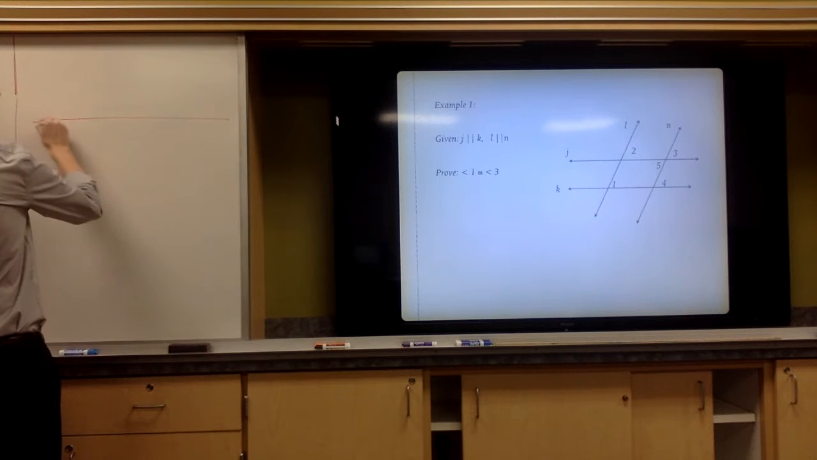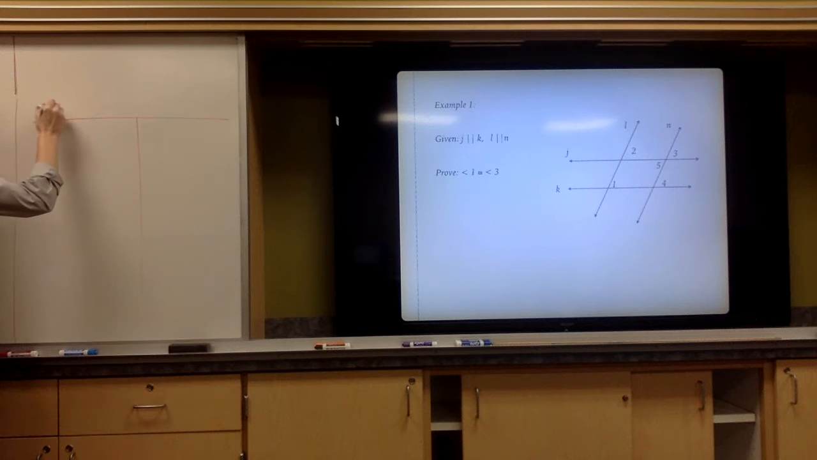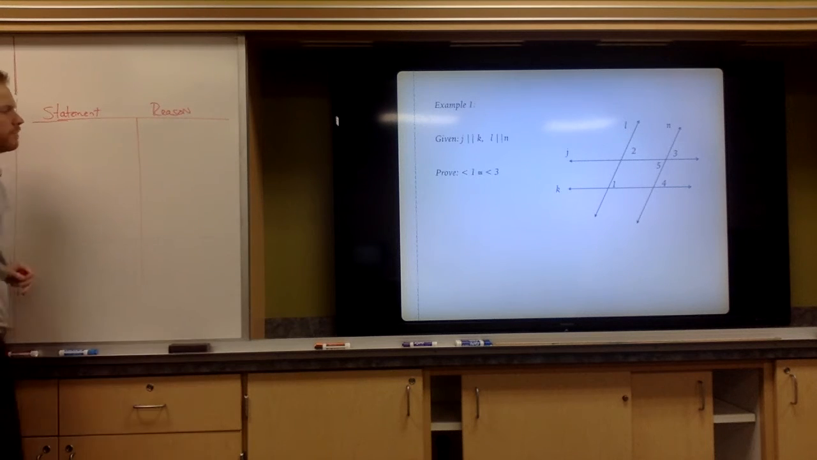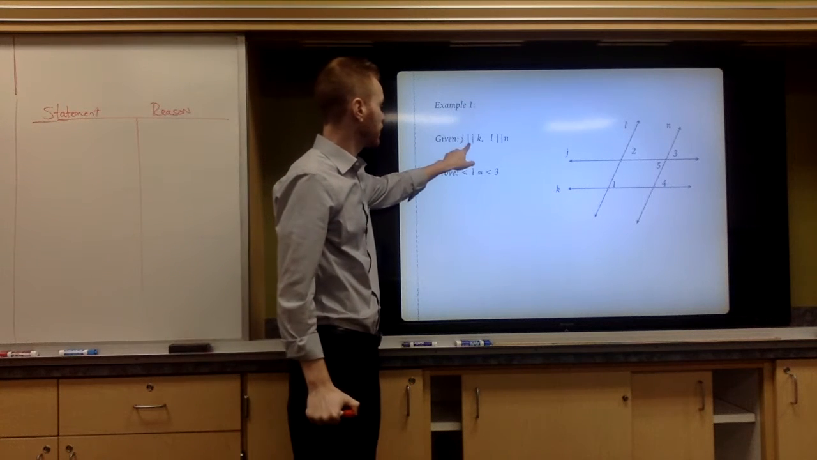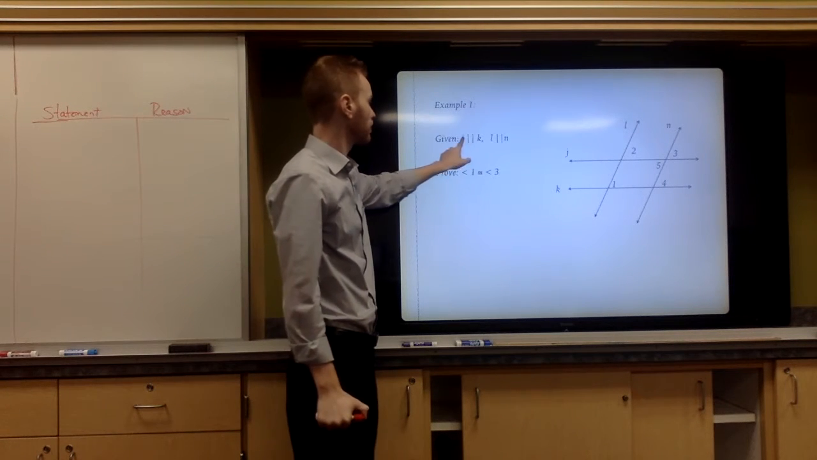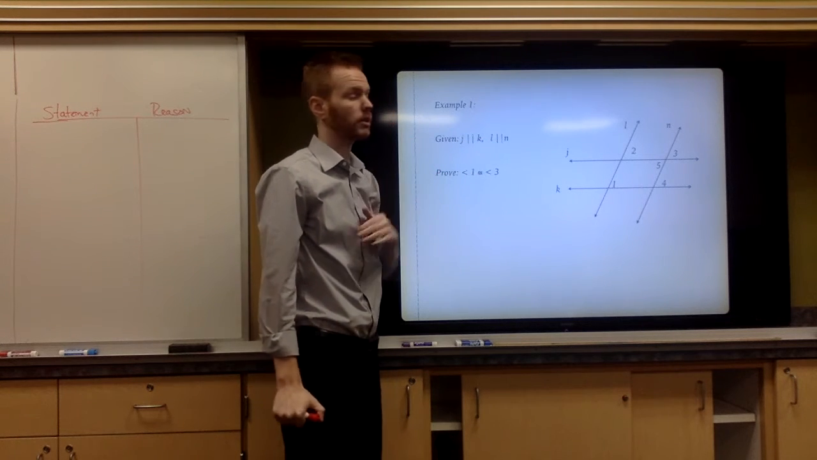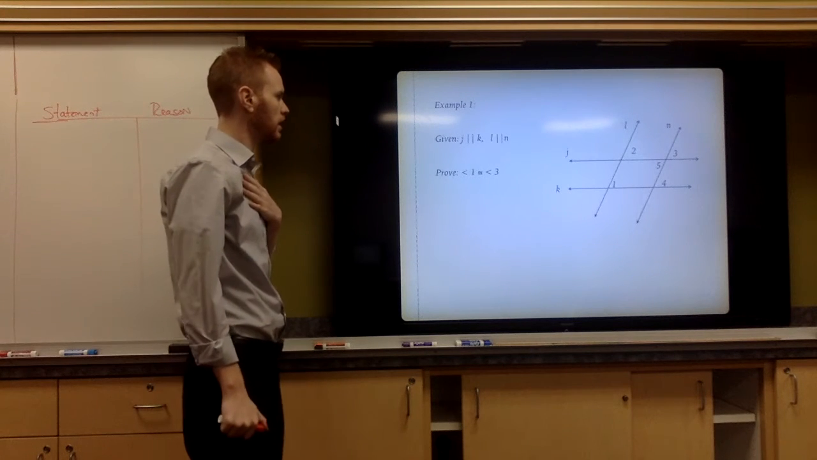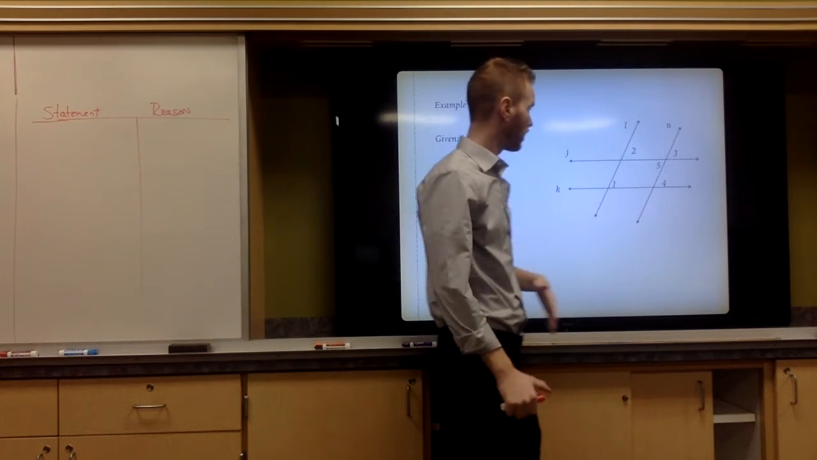For this, we're going to set up a nice, long, big T. This is a statement column. This is a reason column. Let's read what it asks. We're given, and remember those double bars mean parallel, that J is parallel to K and line L is parallel to N. So everything's parallel here, so I don't have to worry about any ambiguous cases. And they want us to prove that angle 1 is congruent to angle 3.